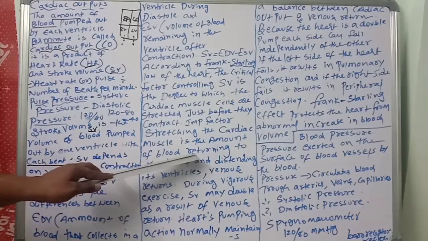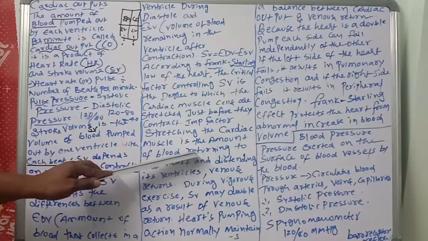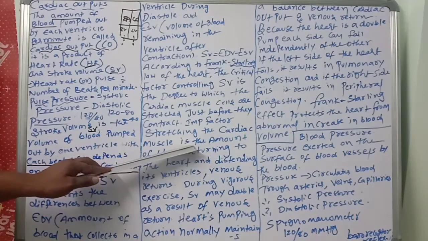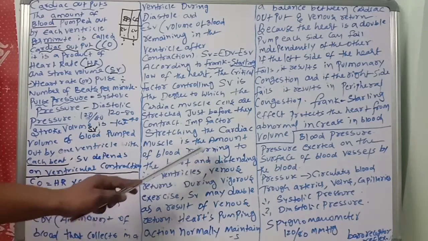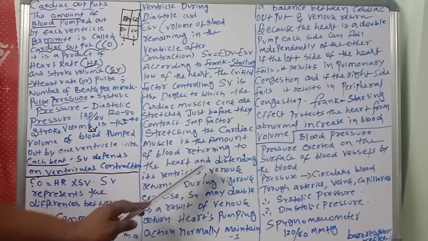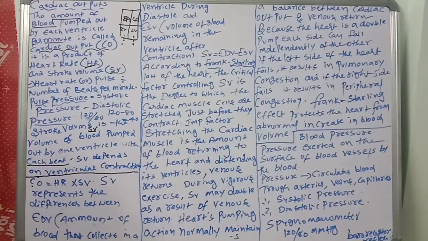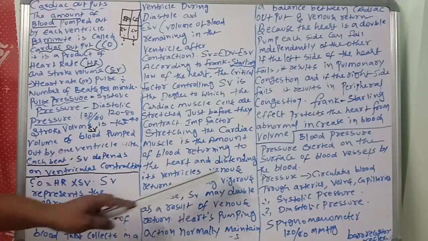amount of blood. It is that amount of the blood returning to the heart and distending its ventricles. The amount of blood returning to the heart and distending its ventricles: venous return.